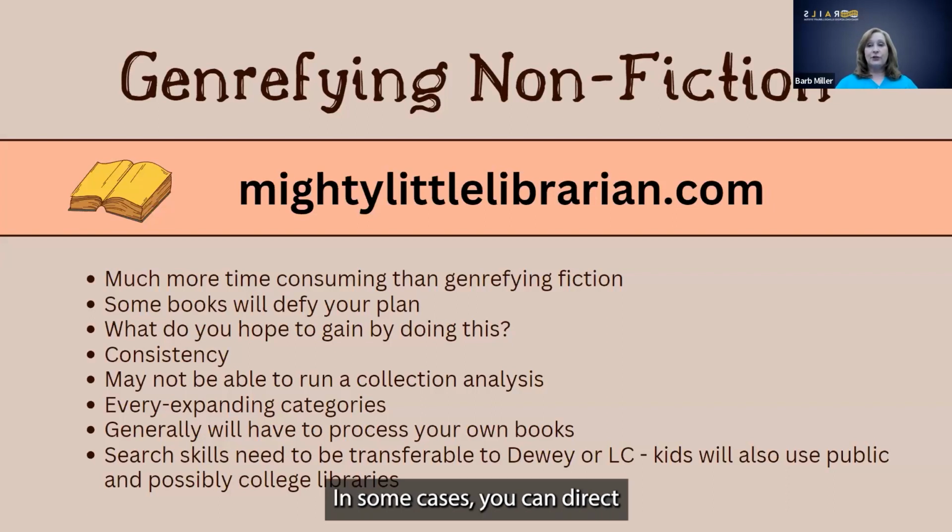In some cases, you can direct Follett to look for the 92 tag, which is a local call number that you've created. But there is software out there that doesn't enable you to assign something a 92 or a local call number. So you're going to have a large portion of your books that they just won't count. So you will never have an accurate collection analysis if you do this.